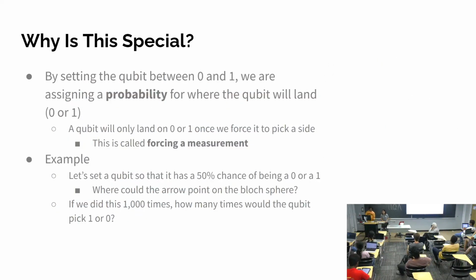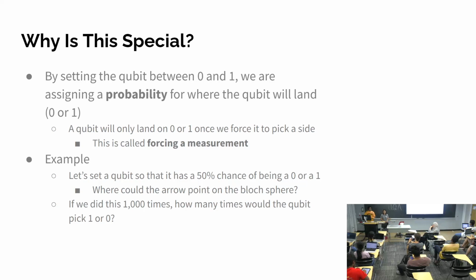Yeah. So I think we mentioned this before. Why is it special? It's special because you can't do this with a traditional computer. With a traditional computer, you have to pick a 0 or 1. And as I mentioned earlier, it'll stay in this superposition, in this probability of being 0 or 1, until we force it to pick.